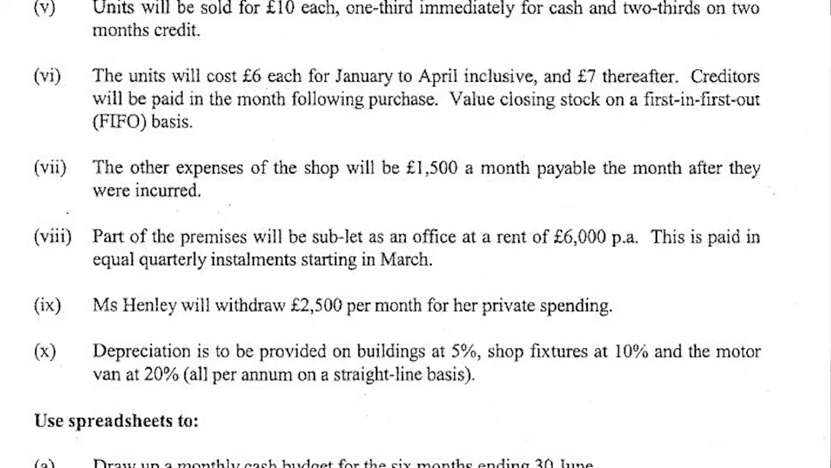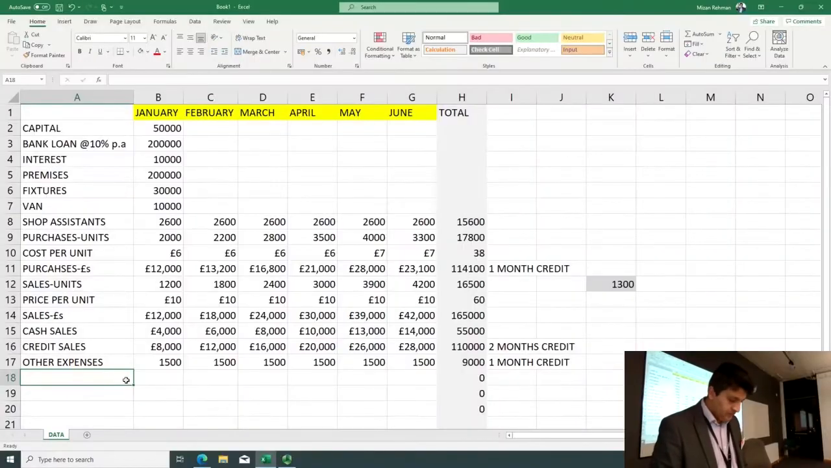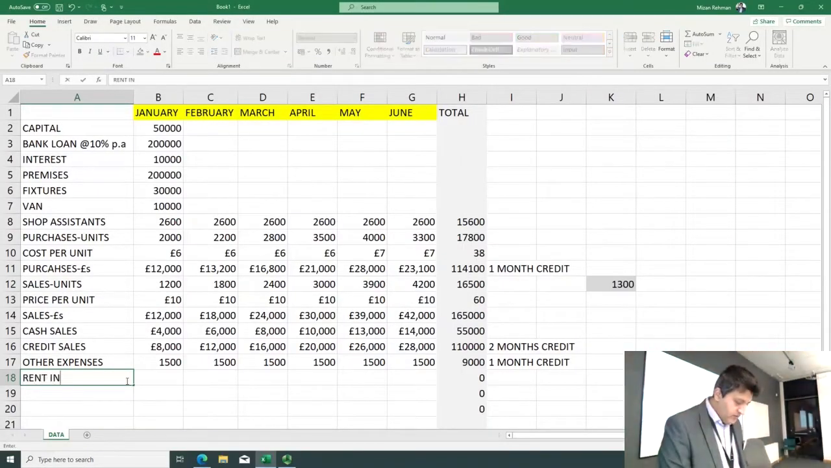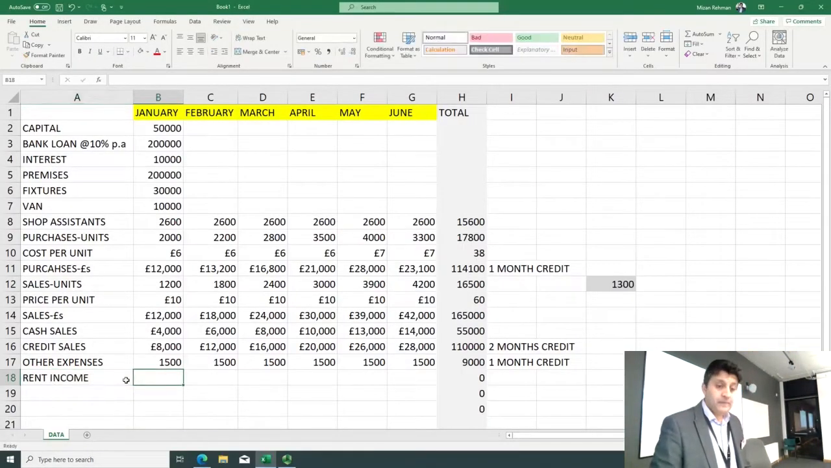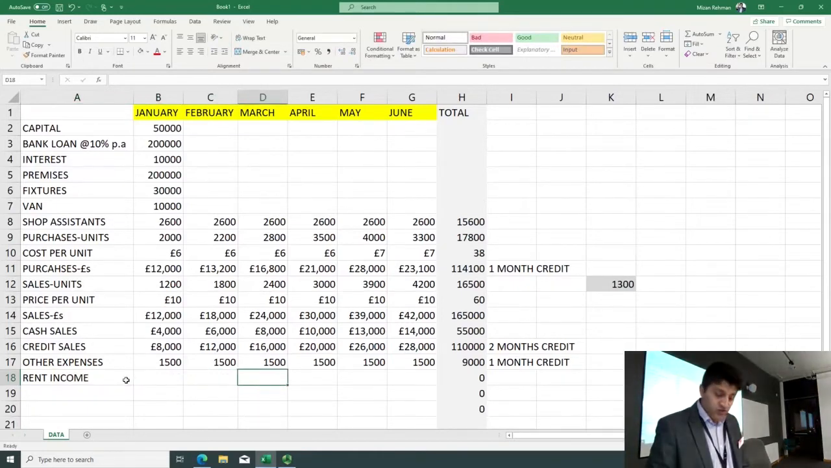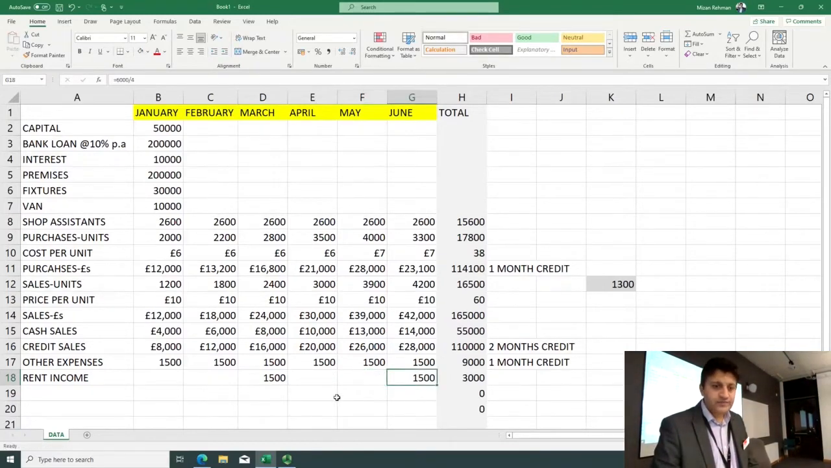Parts of the premises will be sublet as an office at a rent of 6,000 per annum. This is paid in quarterly installments starting in March. So this is my rent income. The first installment will be received in March and the second will be received in June.